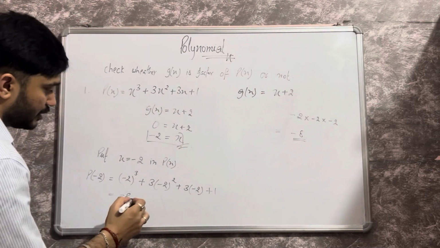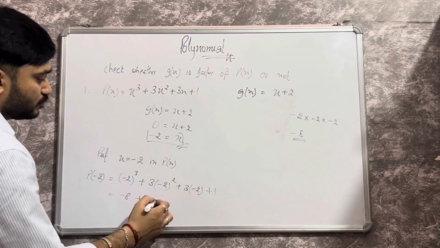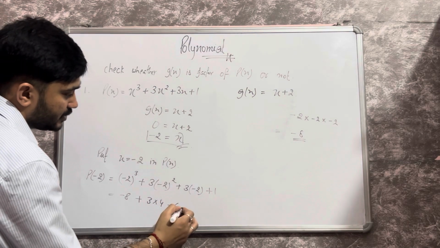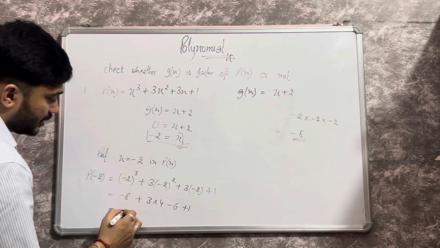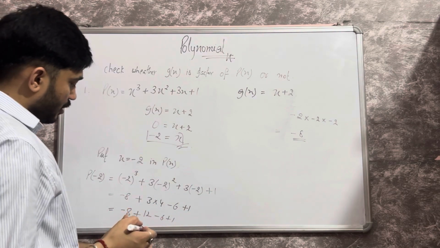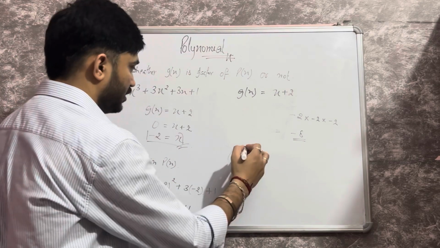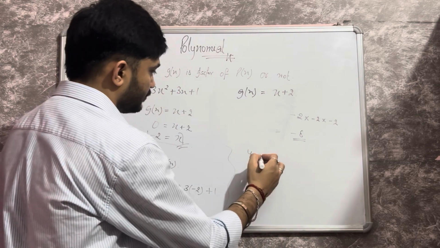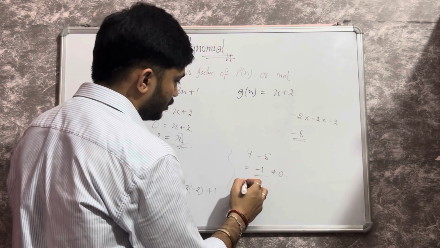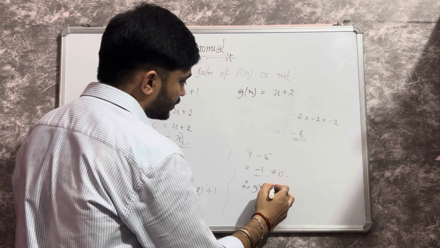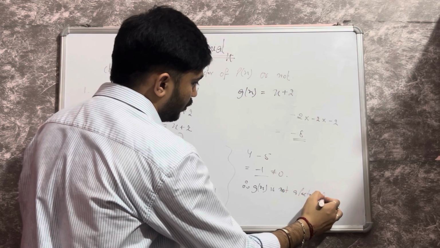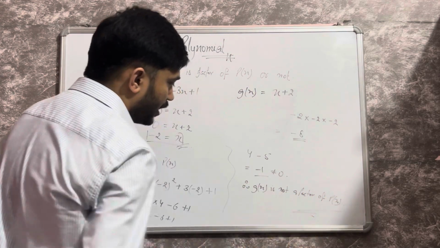So the answer will be minus 8 plus 3 into minus 2 square, which is 4, plus 3 into minus 2, which is minus 6, and plus 1. Here you will get minus 8 plus 3 into 4 is 12, minus 6 plus 1. Minus 8 plus 12 is 4, minus 6 plus 1 is minus 5. So our answer is minus 5, which is not equal to 0. Therefore, g of x is not a factor of p of x. Any doubt?